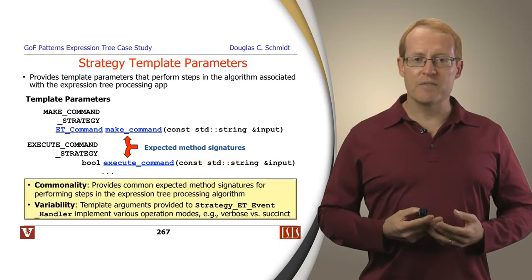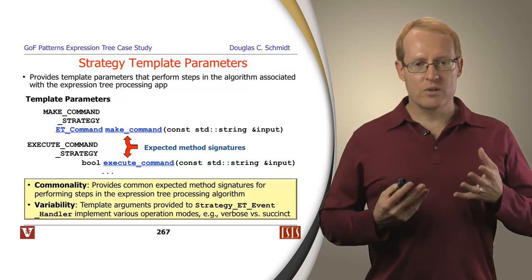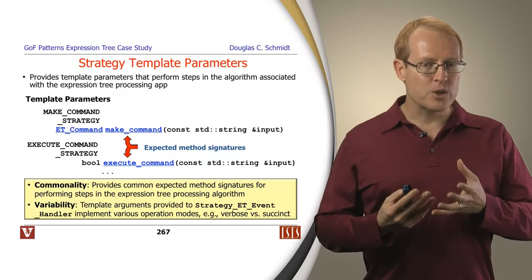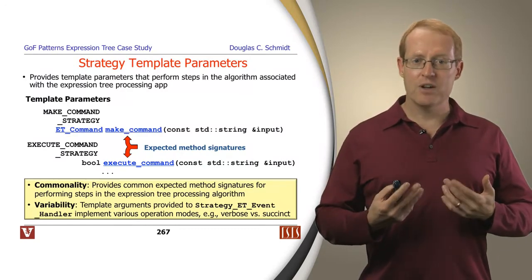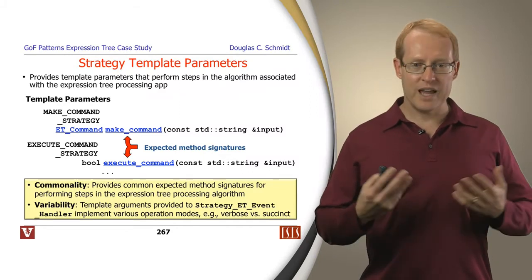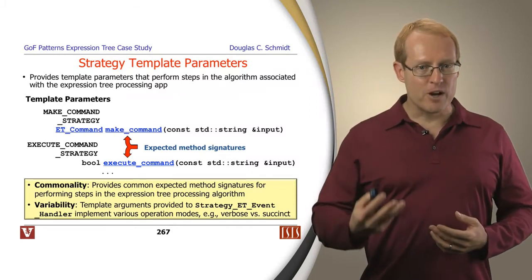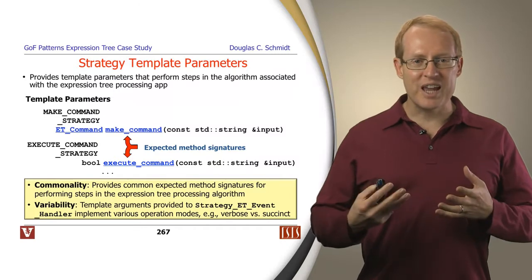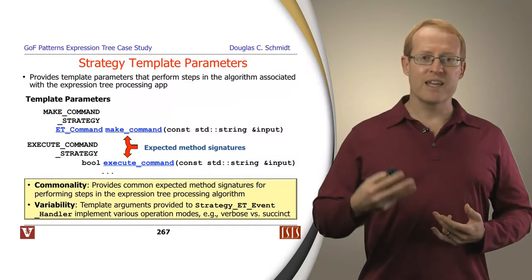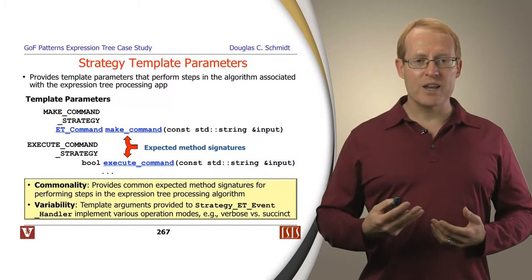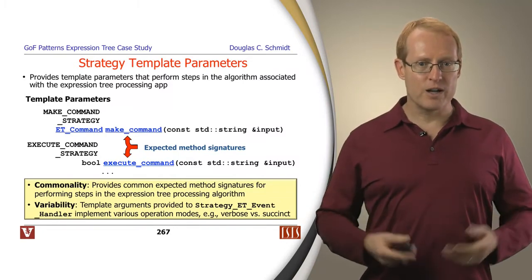From a commonality and variability point of view, we are having common method signatures that define the types and the return values that we're expecting to have for templates that are plugged in, so they have a common interface. And from a variability point of view, you can easily change the way in which these various behaviors occur by plugging in different templates to the strategy ET event handler parameterized type.